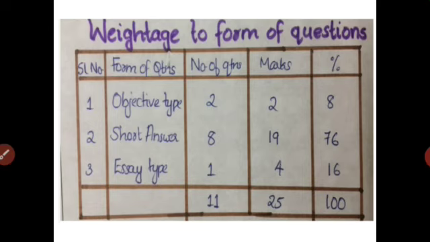This table shows the number of questions in each form and the distribution of marks for each form. So in total we have 11 questions of 25 marks, in which 2 are objective type questions, 8 short answer type questions and 1 essay type question. And here is the distribution of marks for each form of questions. Then the percentage of marks is calculated.